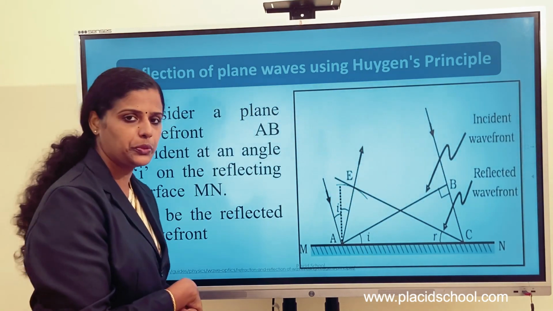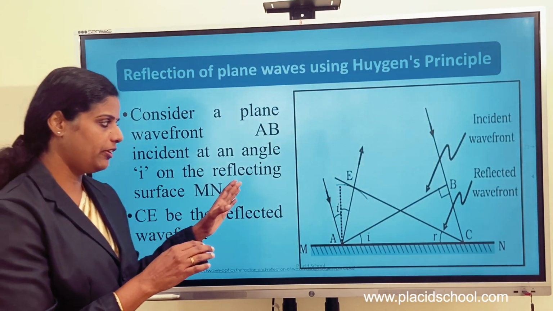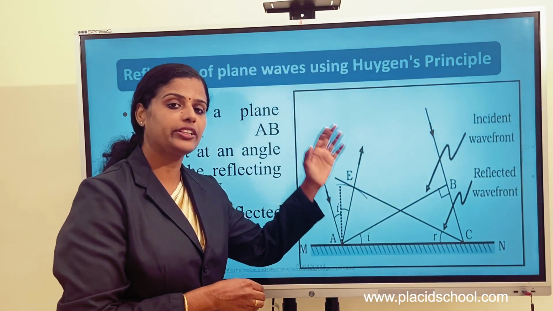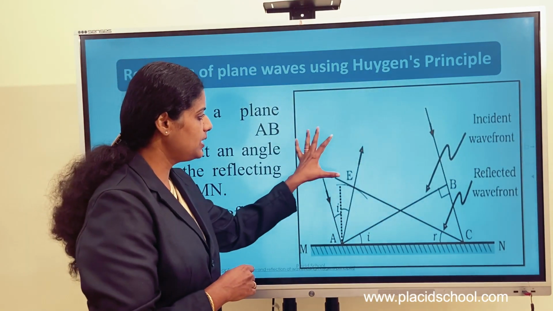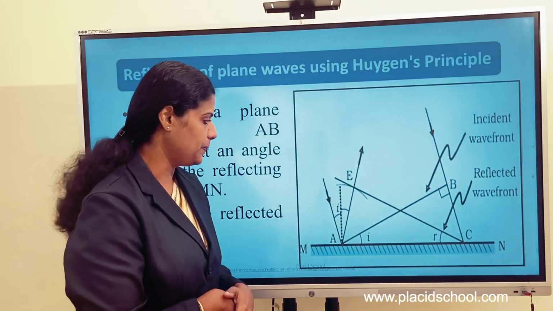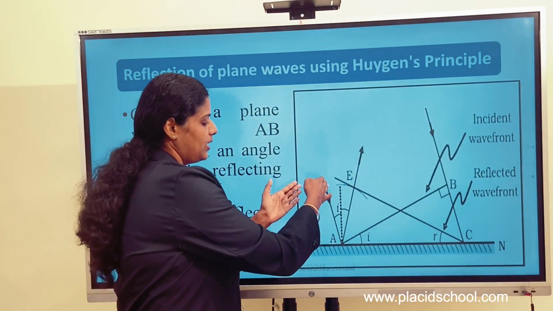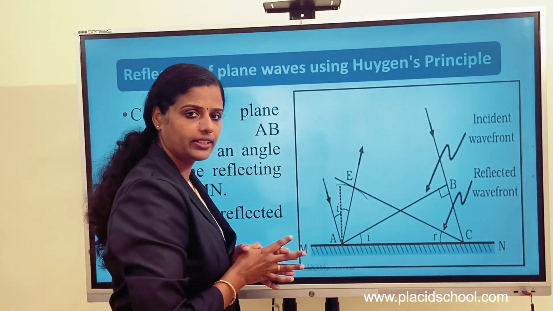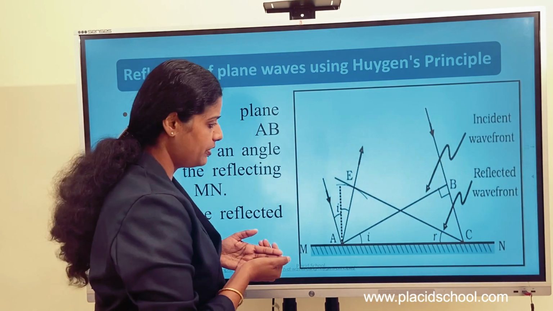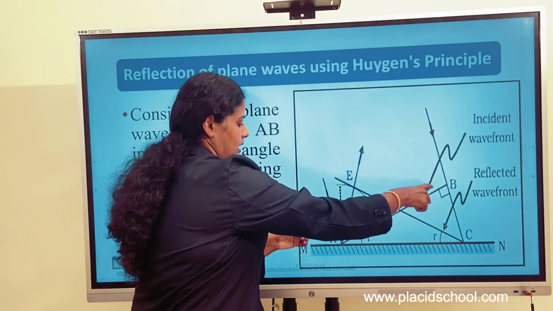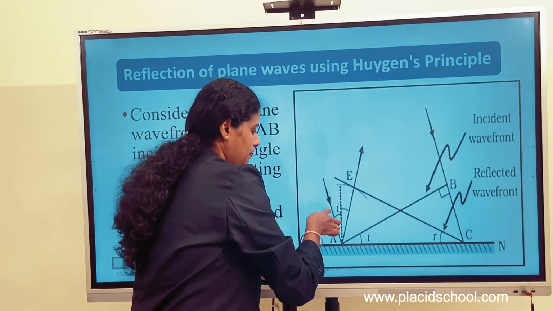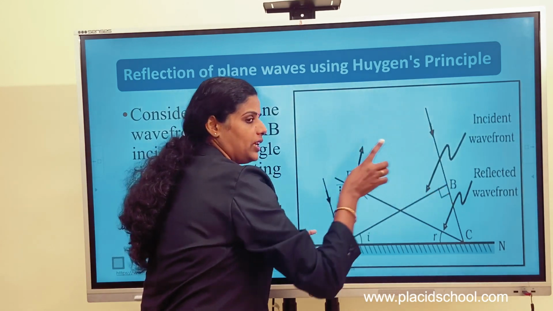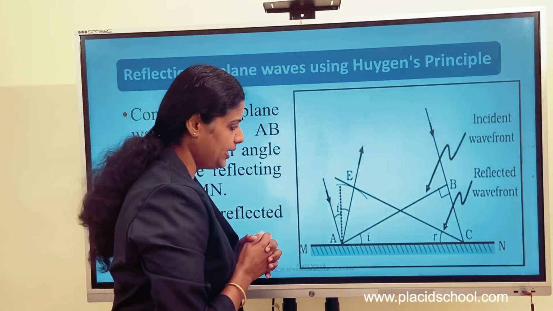So, reflection of plane waves using Huygens' principle: when light is incident on the reflecting surface, it is completely reflected into the same medium. So this is air, it is reflected back to air. This is the case. This is a ray of light. This represents the ray of light which is incident on the reflecting surface. Let M be the reflecting surface and AB be the plane wavefront. The parallel ray of light and the wavefront are perpendicular, so AB is the plane wavefront and this is the parallel beam of light.